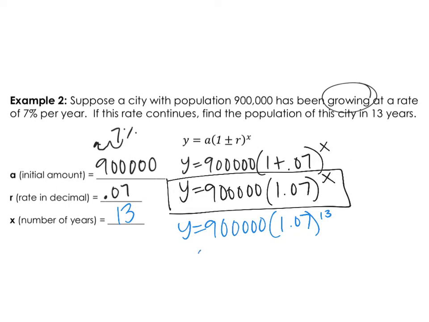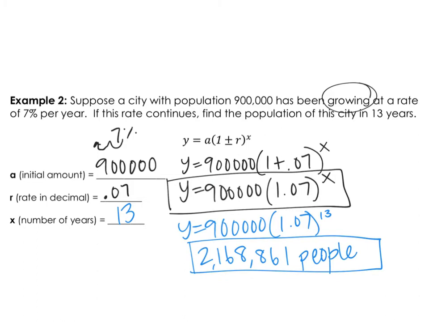And it looks like I have 2,168,860.5 people. Now, again, we're talking about people, so I want to round to the whole number. I have 0.5. So it looks like I need to round that 0 up to become a 1. So this is going to become a 1, and we're talking about people again, so I'm going to label my answer. And this is about how many people I will have in 13 years.